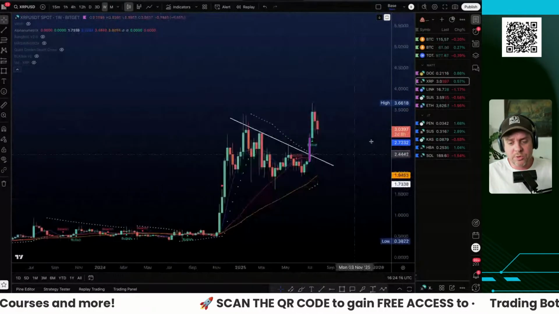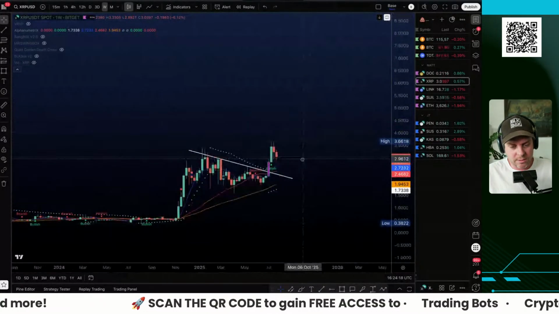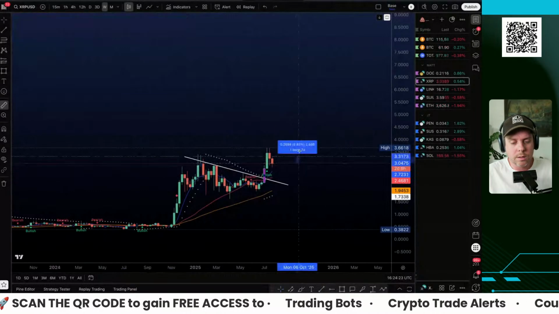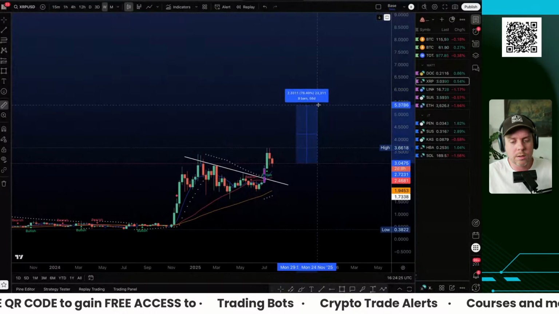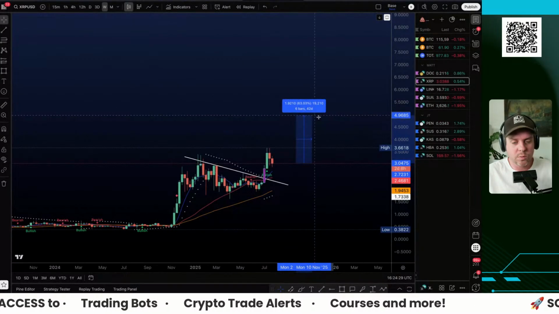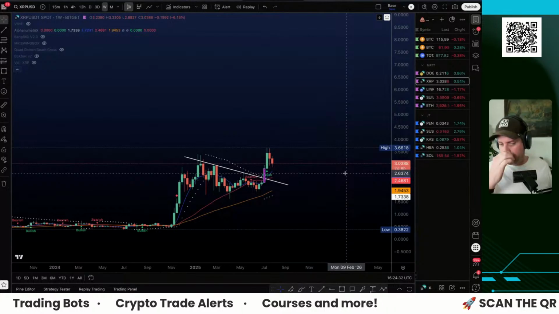We'll probably get a 60% move from here. What does that look like? What's a 60% move from here? A 60% move gets you to $5. We'll see $5 in no time. It's currently at 3, probably get to 5.